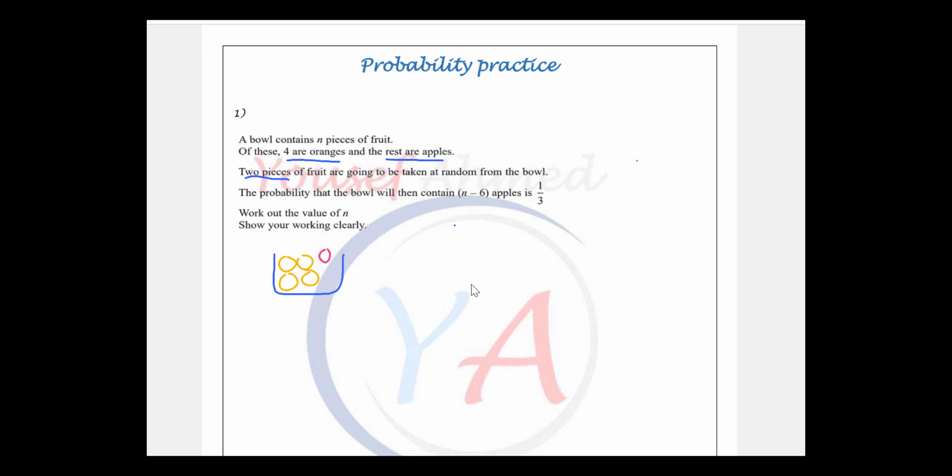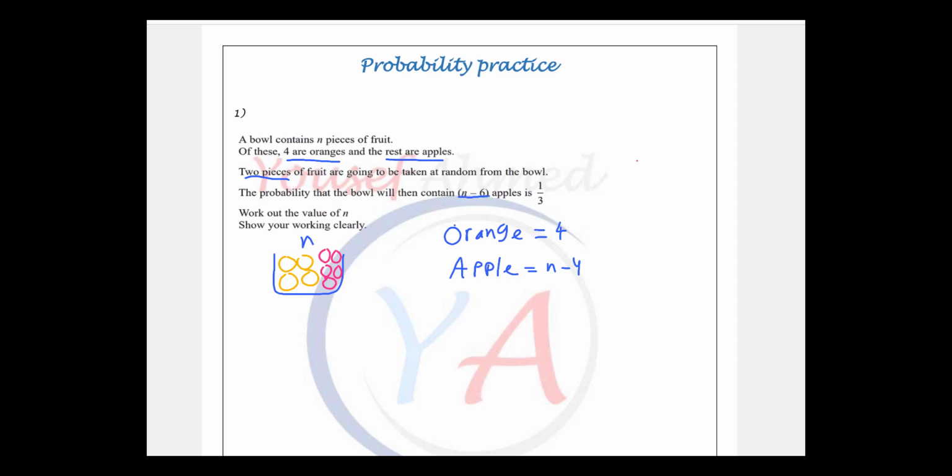We don't know exactly how many apples there are, but the total number of fruit in there is n. So the oranges are 4, and the number of apples is n minus 4. Then the sentence says, the probability that the bowl will then contain n minus 6 apples is 1/3.